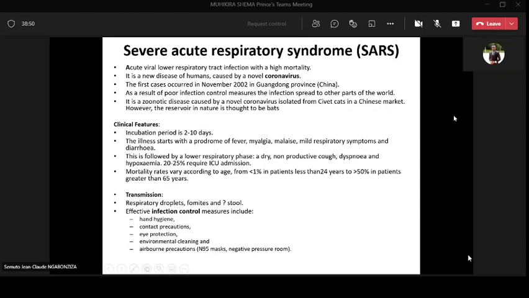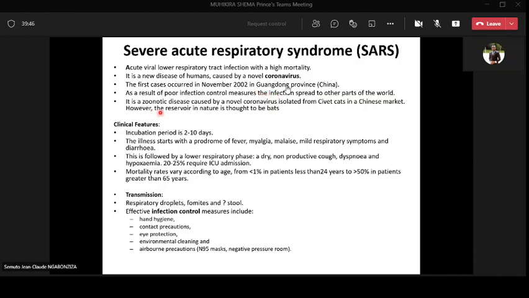So we have this, which also caused a pandemic. I think in 2002, severe acute respiratory syndrome, SARS, caused acute viral lower respiratory tract infection with a high mortality. So it is very, very serious. And it was caused by a novel coronavirus. The first case occurred in China, Guangdong province. So it's really about how people interact with animals, the animal-human interface. I think that is really something to consider in this region.